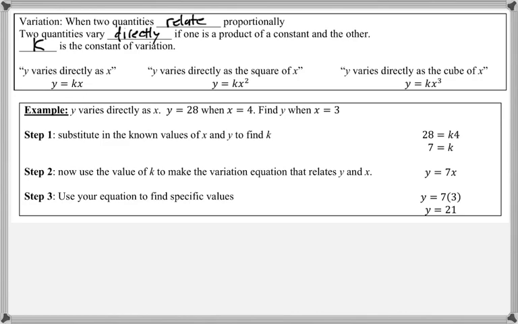Once you get k, then you can use that value to make the variation equation that relates y and x. So I actually have the 7 instead of k. And then you can use it to find specific values. So it says find y when x is equal to 3. Well, if you plug in 3 for x, you can figure out that y is 21.